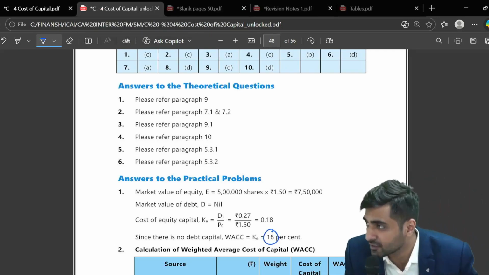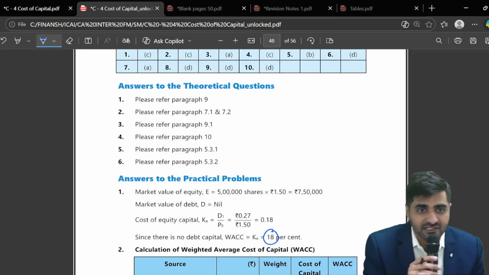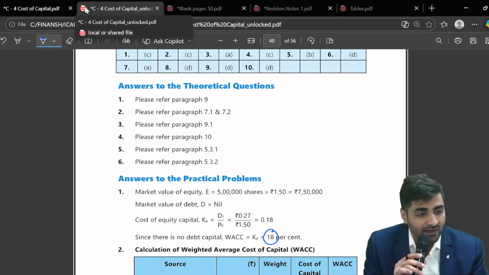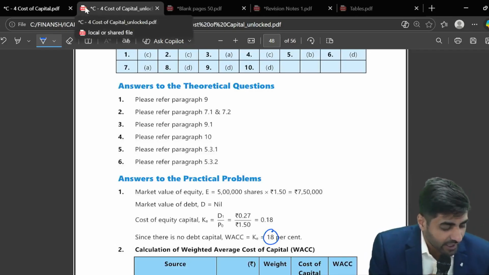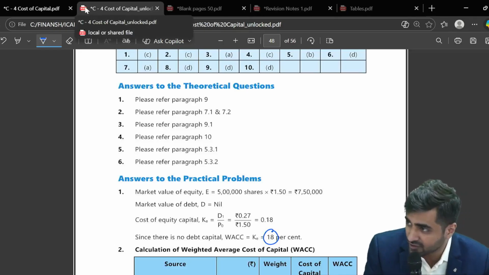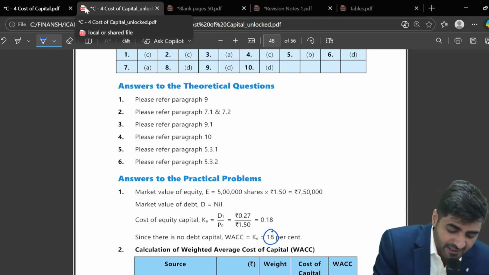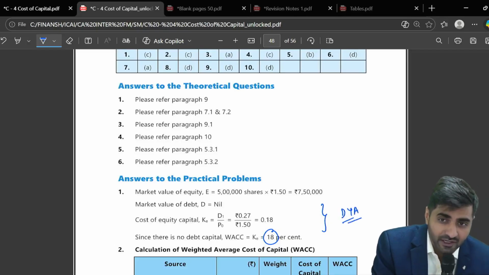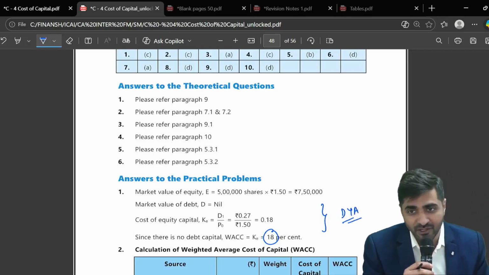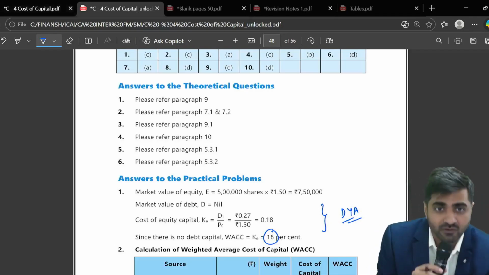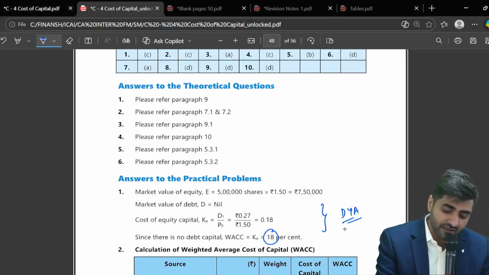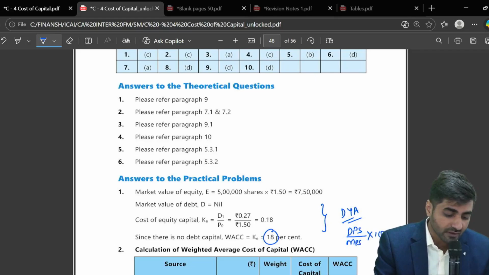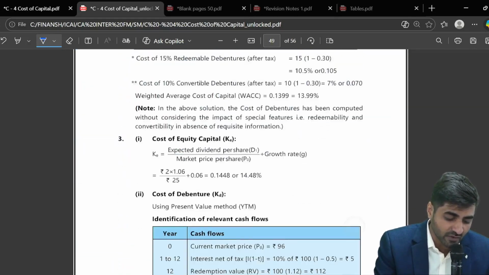Sure, confident? Okay, so there was nothing in this particular question. We just had to take dividend and divide that by market price and multiply that by 100. We got your KE. Okay. Can I say this was nothing but dividend yield approach? Your dividend was constant till perpetuity and there was no growth rate which was given to you. So that's why this is called your dividend yield approach, and the formula for that is DPS upon MPS into 100. Okay. Chalo, let's start now with the second question.